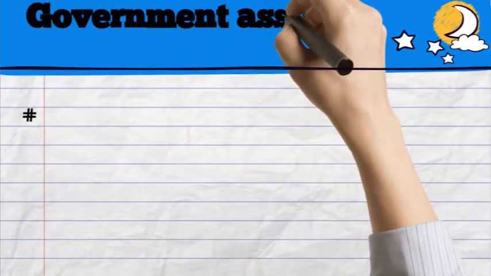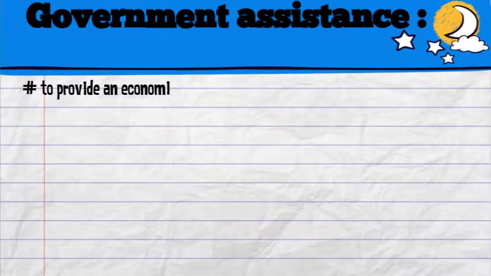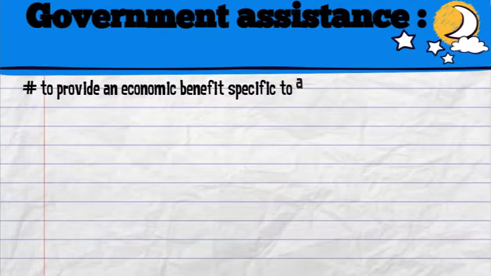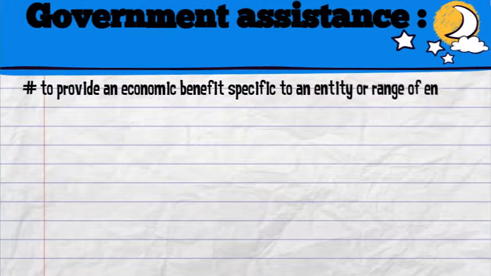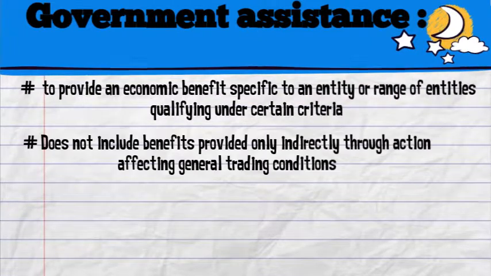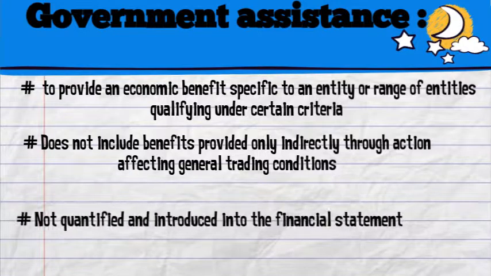Okay, now let us look at government assistance. Government assistance is an action by the government designed to provide an economic benefit specific to an entity or range of entities qualifying under certain criteria. Government assistance does not include benefits provided only indirectly through action affecting general trading conditions, such as the provision of infrastructure in development areas or the imposition of trading constraints on competitors, and cannot be quantified and introduced into the financial statements.